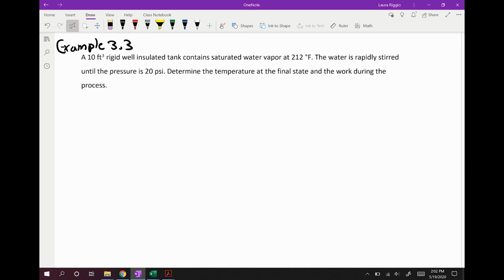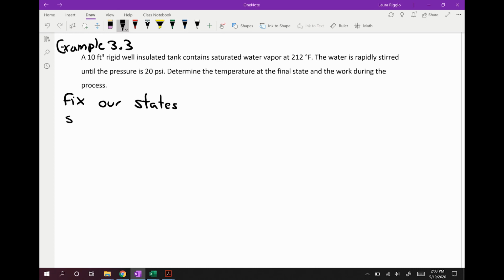So we're going to look at an example. This is example 3.3. We have a 10 cubic foot rigid, well-insulated tank that contains saturated water vapor at 212 degrees Fahrenheit. The water is rapidly stirred until the pressure is 20 psi. We want to determine the temperature at the final state and the work for the process. So the first thing that we need to do is fix our state. We're going to write down all the information about our state.